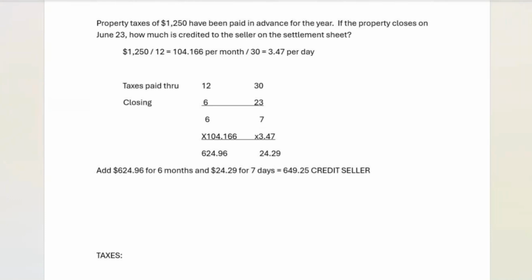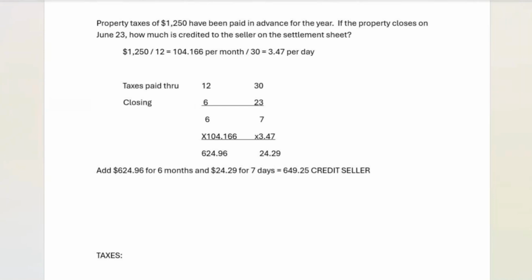In the next scenario, you have property taxes of $1,250, and they have been paid in advance for the year. So what that means is that the seller paid them in advance, but the property closes on June 23rd. So in this scenario, the buyer is going to owe the seller some money, because the buyer is going to take the property and live in the property up until the end of the year, and the taxes have already been prepaid by the seller. So we have 2 dates that we're looking at. The taxes were paid through 12/30, and the closing date took place on 6/23.